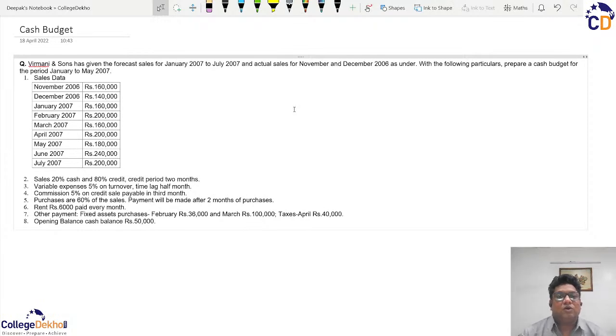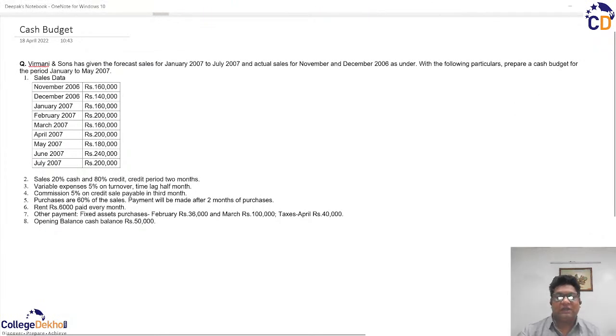To support this concept of internal management of cash, in addition to the optimum cash model, we also make an estimation of inflows and outflows of cash through this concept of cash budget. We will be stressing on this topic not theoretically but through a question, because that will help you understand this topic better.